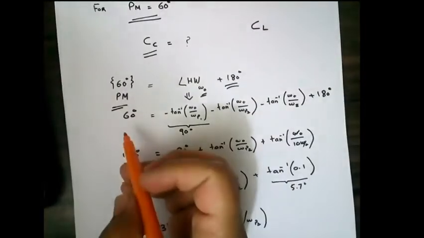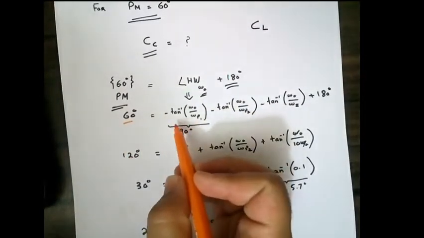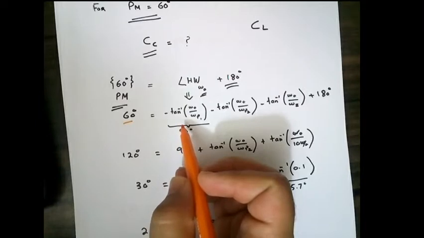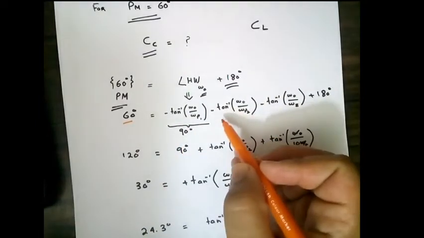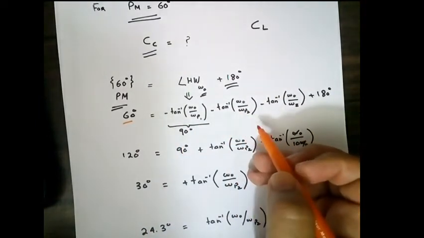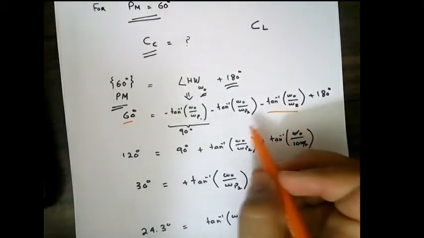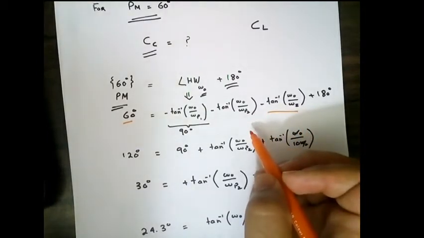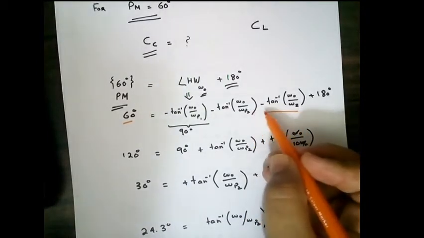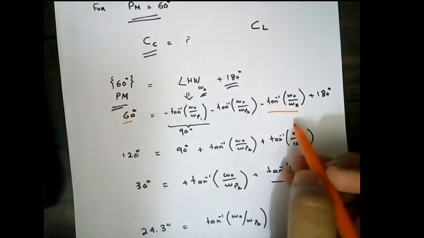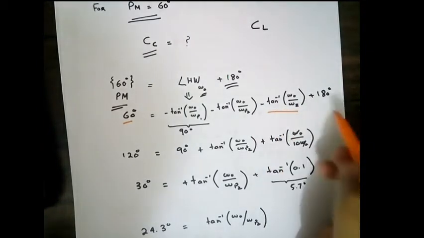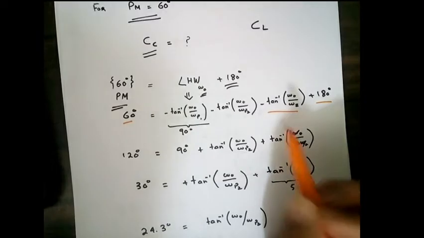So phase margin is 60 degree, we are placing minus tan inverse omega naught by omega p1 minus tan inverse omega naught by omega p2, and because of a right hand plane zero, we are writing minus tan inverse omega naught by omega z, and then the plus 180 degree is going to come.